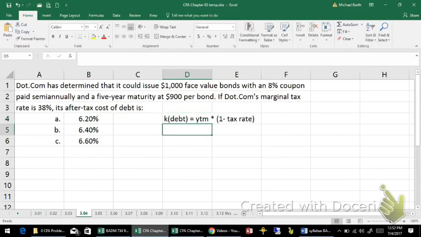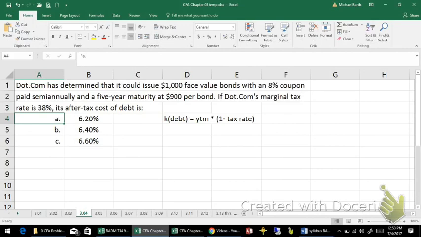So we first have to look at the bonds outstanding: they have a $1,000 par value and an 8% coupon rate. The coupon rate multiplied by the par value, or the face value, tells you how much interest it pays a year. So 8% of $1,000 is $80, but interest is paid semi-annually, which means they pay 2 installments of $40. It's got a 5-year maturity with 2 payments per year. That'll be 10 payments of $40 each. And the bond price is $900 per bond.